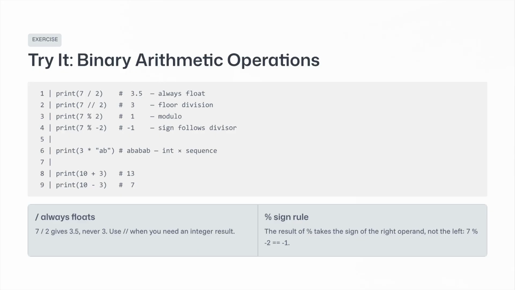Line 6. 3 * 'ab' gives 'ababab'. Integer times sequence gives repetition. Line 8. 10 + 3 is 13. Line 9. 10 - 3 is 7.